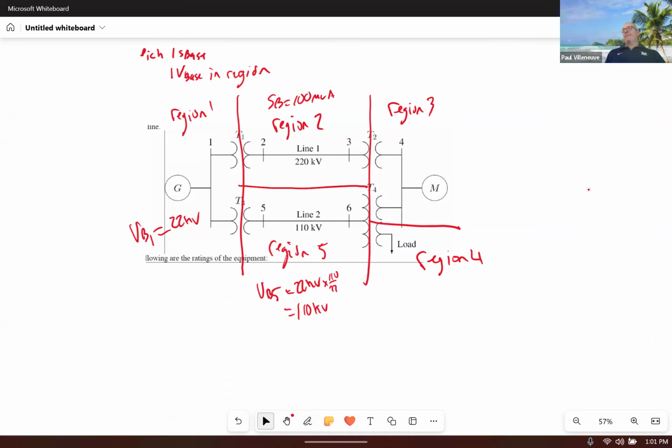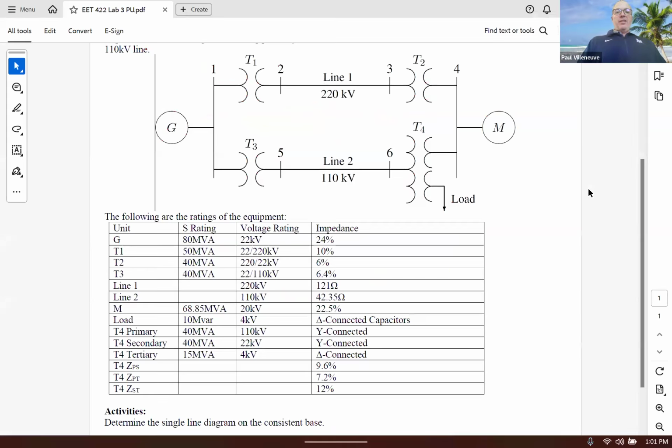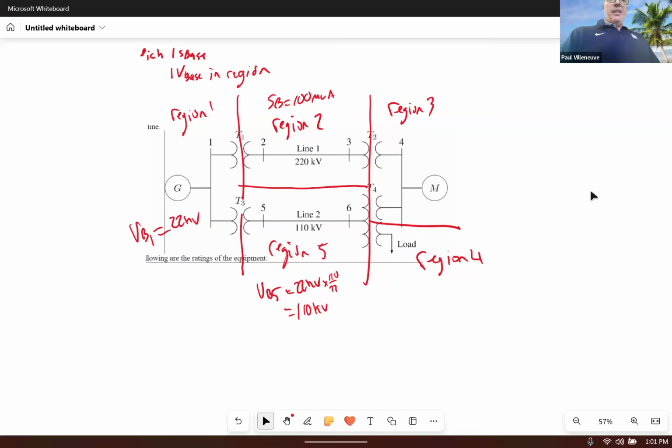Yes, sir. I said transformer 3. It's hard to see. Let me erase this a little bit. Can you see transformer 3 there? That's why I use T3, not region 3. Region 2, I'm going to use transformer T1. So I look over here and I see T1 is 22 to 220. So hopefully I can do this fairly quickly. And what I see is VB in region 2 is 220 kV.